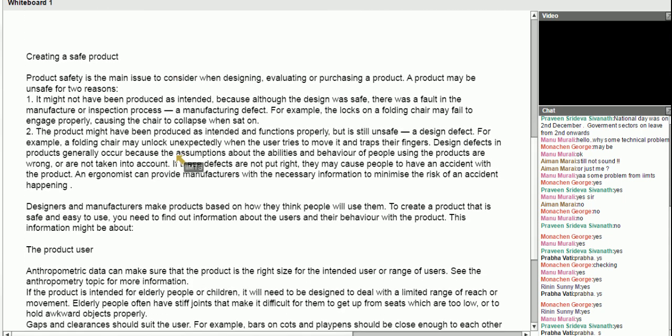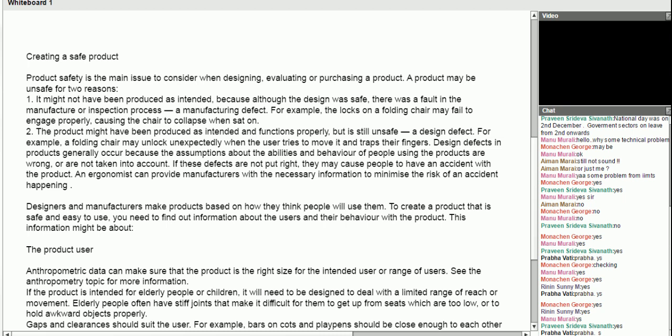Okay. Next thing is creating a safe product. Now the most important issue which concerns any consumer while buying a product is the safety of that product. Product safety is the main issue to consider when designing, evaluating, or purchasing a product. A product may be unsafe for two reasons. It might not have been produced as intended because although the design was safe, there was a fault in the manufacture or inspection process, which is called a manufacturing defect.